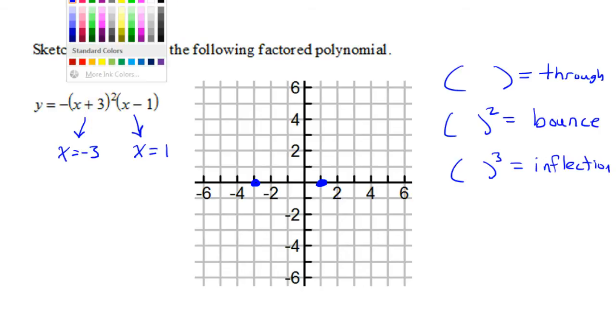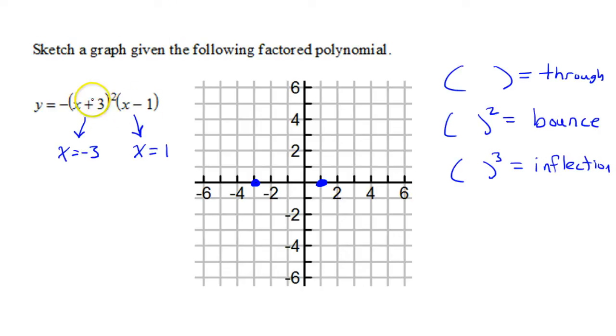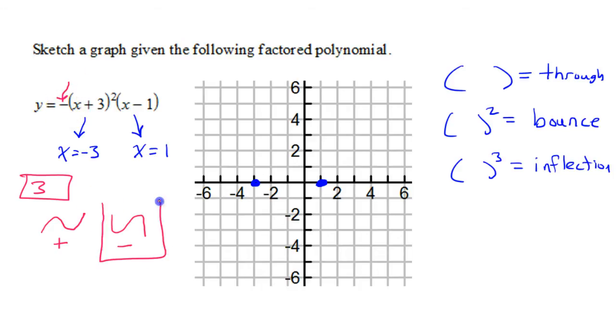The degree of this polynomial is 3. There are 2 of these factors and 1 of these for a degree of 3. So the fact that I have an odd degree tells me that the end behavior is either going to be like this, sort of like a capital letter N, or it'll be like a backwards N. This is the positive version, this is the negative version. So, because of the negative sign that I see in front, that tells me that this is going to be my end behavior. And most importantly, on the left it's going to start off high.